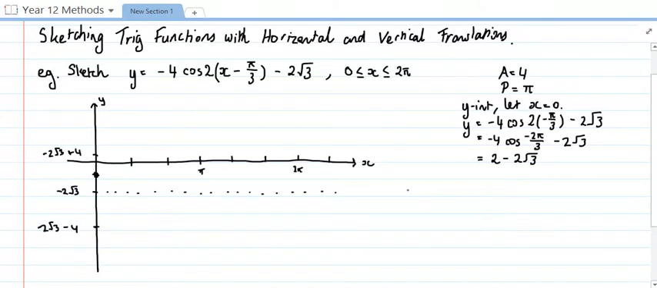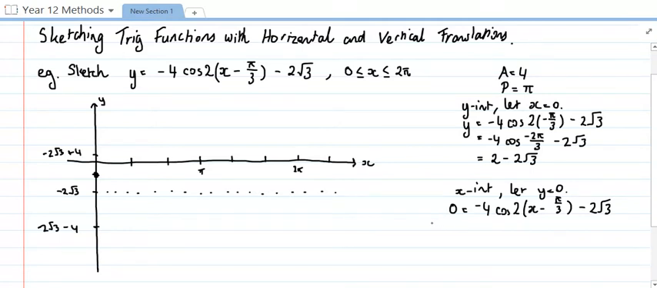Now, additionally, I'm going to calculate the x-intercepts. I'm running out of time here, so I am definitely going to have to make a second video for this. So let y equal 0. Now this is kind of nice here. So we have 0 equals negative 4 cos 2 bracket x minus pi on 3 minus 2 root 3. I can add 2 root 3 to both sides of the equation. So 2 root 3 equals negative 4 cos 2 of x minus pi on 3. I can then divide it by negative 4. So negative 2 root 3 over 4 equals cos of 2x minus pi on 3.